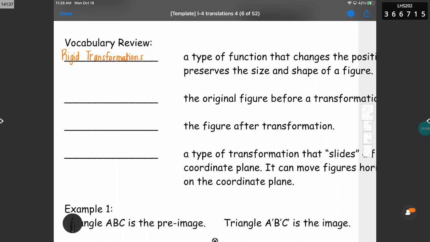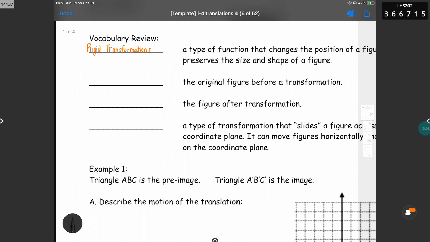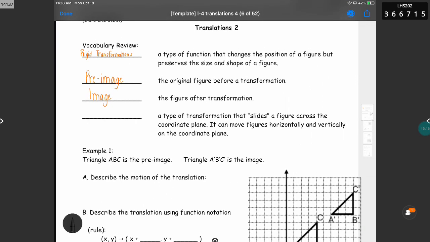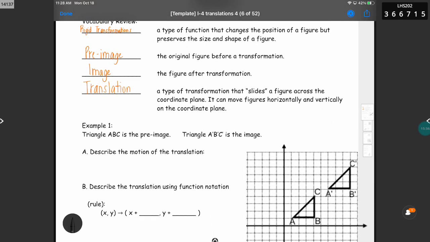The original figure before a transformation: pre-image. The figure after a transformation: image. A type of transformation that slides a figure across the coordinate plane: translation. That's a translation.